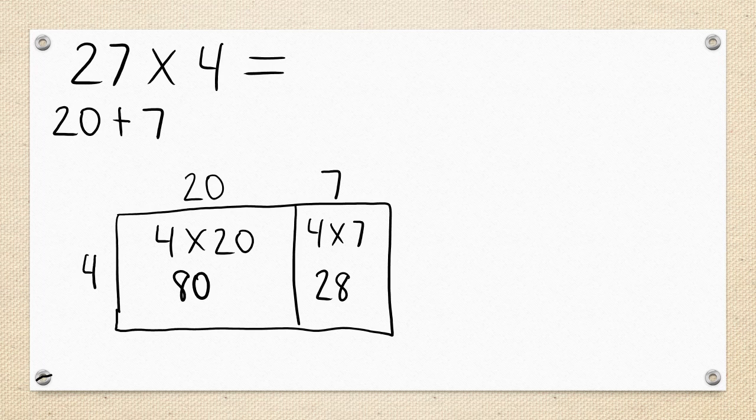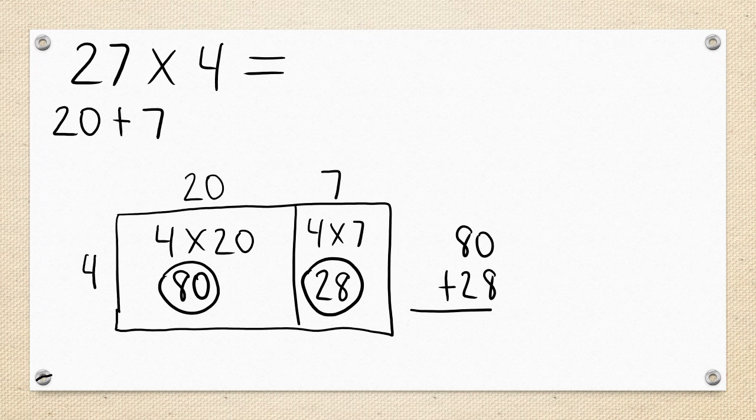80 and 28 are considered your partial products because they are part of your answer. Circle your partial products to keep yourself focused. Now you're ready for the last step. Let's add our partial products. 80 plus 28. Line up your place value.